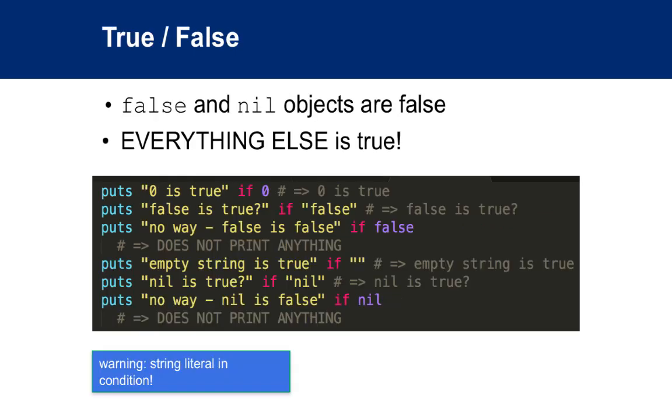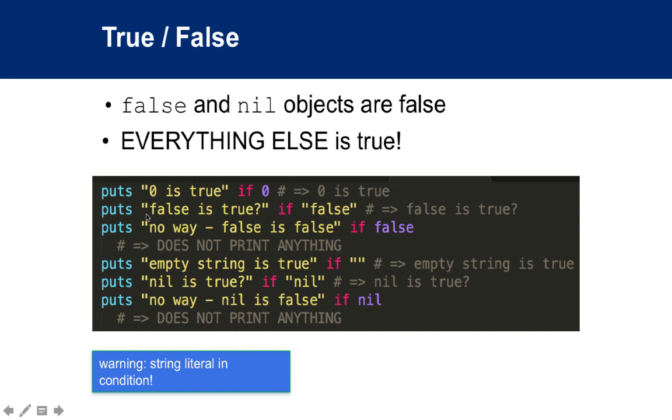So speaking of true and false, when something is true and something is false, in Ruby, false and nil objects are false and everything else is true. So let's see some examples here. 0 is true: if 0. In some languages, for example JavaScript, this would be false, 0 is false. But in Ruby, 0 is actually true, because the only things which are false are the actual keyword false and nil.